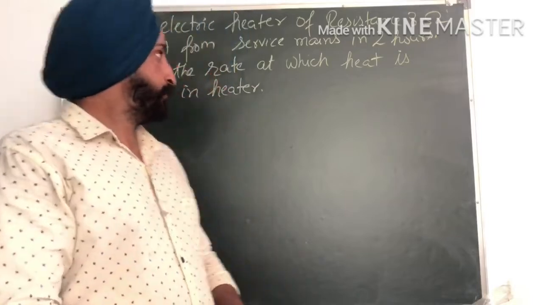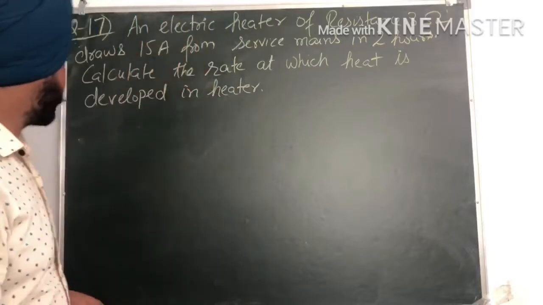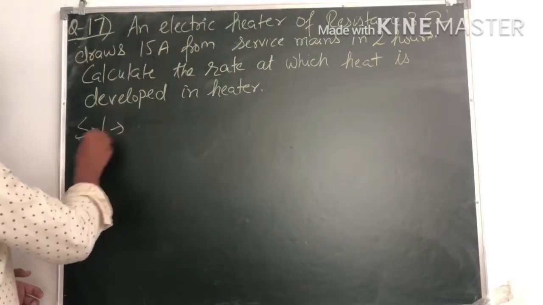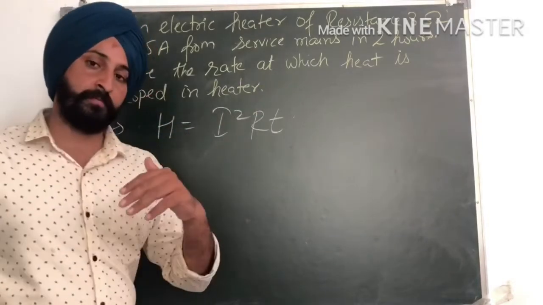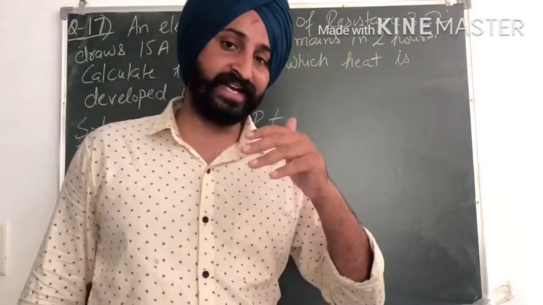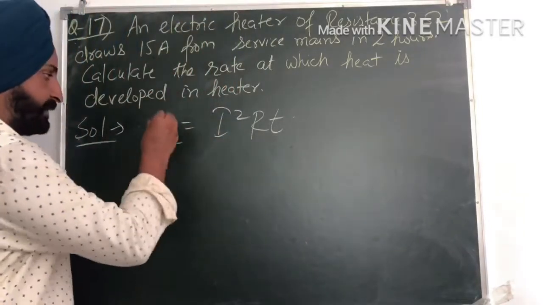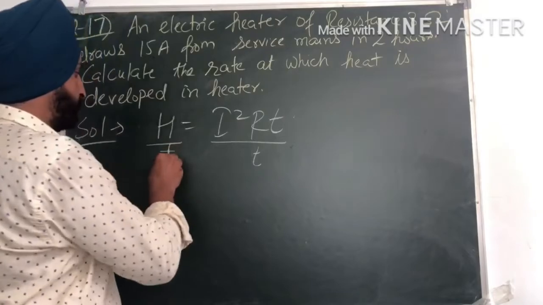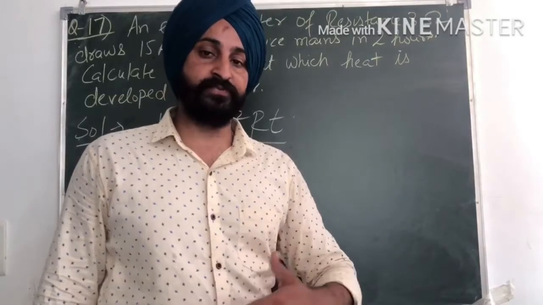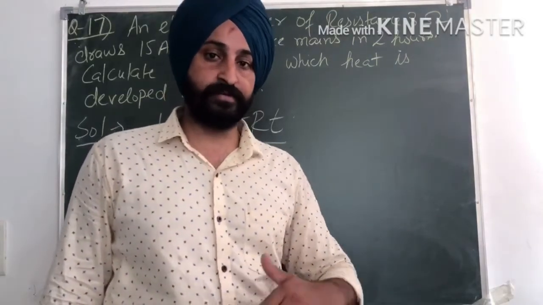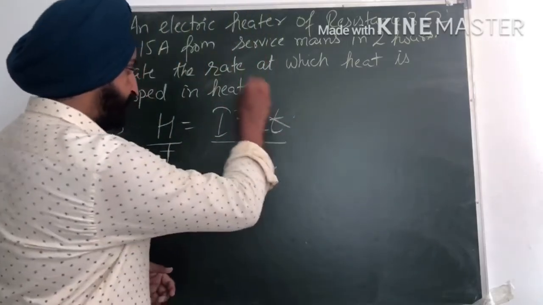Fine. So we have to calculate the rate at which heat is being produced. So what is the formula for heat? We know the formula for heat is equal to I square RT. But in this question we want to calculate the rate of heat. Rate means heat divided by time. So when you divide heat by time, what will you be left with? Of course, heat per unit time is power. Similarly, as we say that energy per unit time is power, heat per unit time is also power. So basically we are calculating power. This T and T will get cancelled.